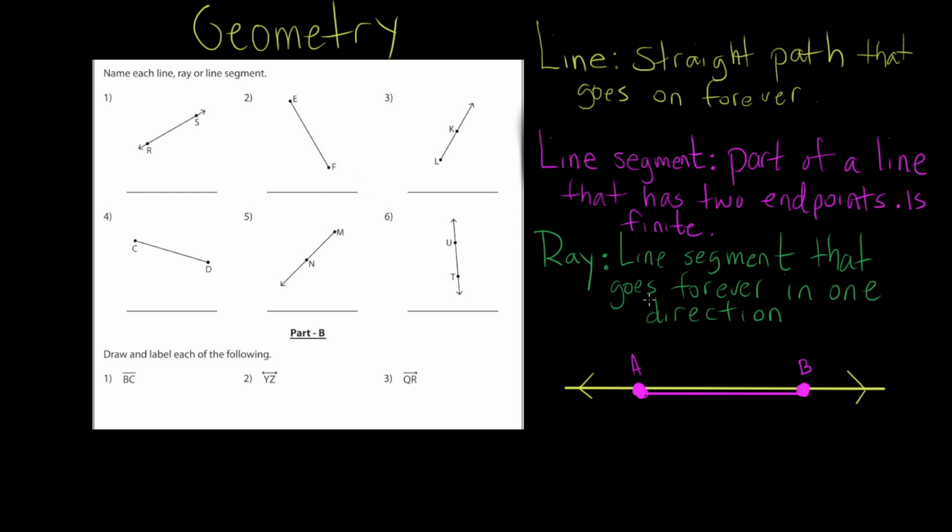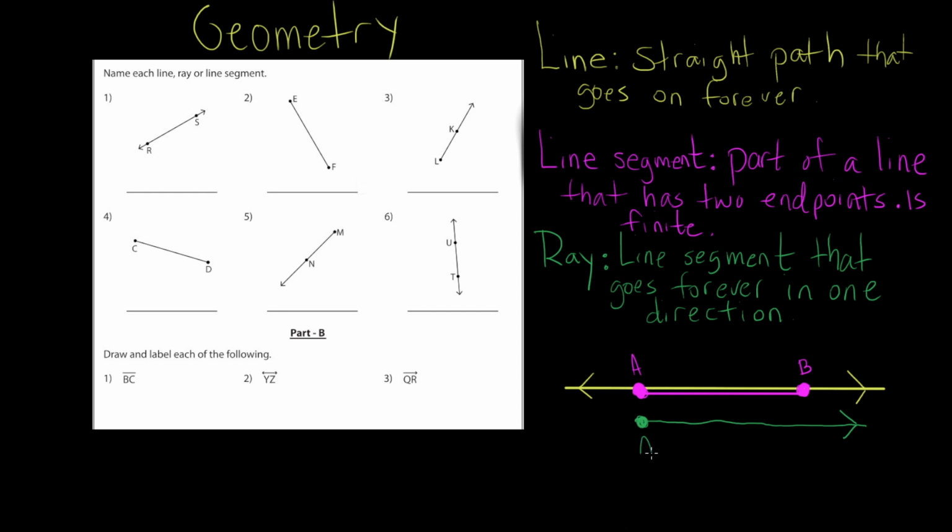And we also have rays. So rays are like line segments again, except that they go forever in one direction. So these line segments up here, they don't go forever. They stop at the endpoints. These rays, they go forever. Excuse my shaky line. They go forever in one direction.